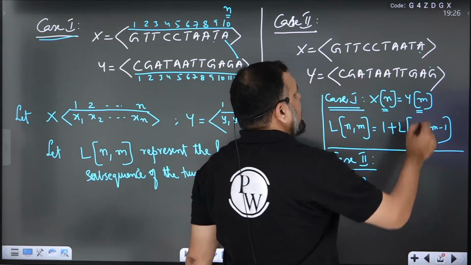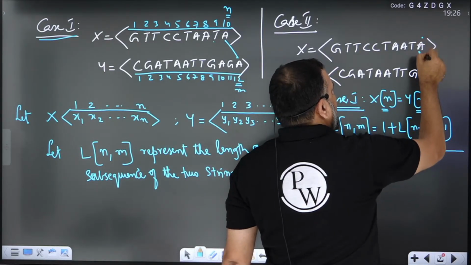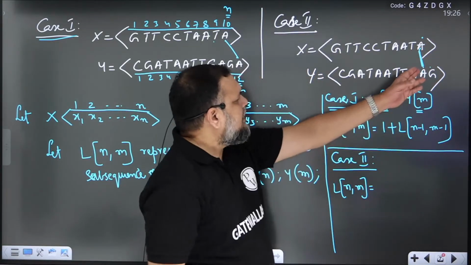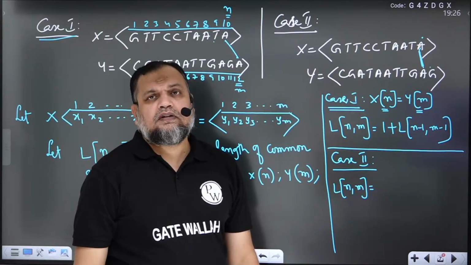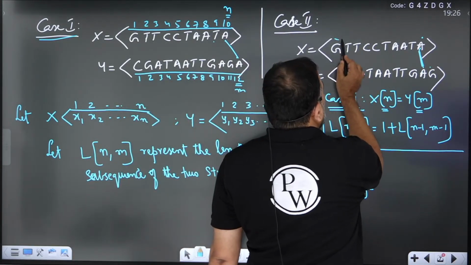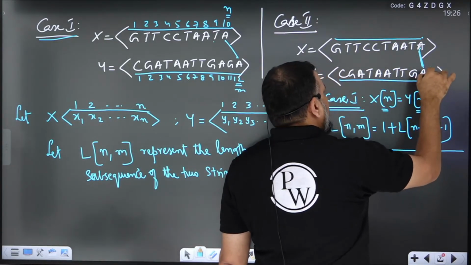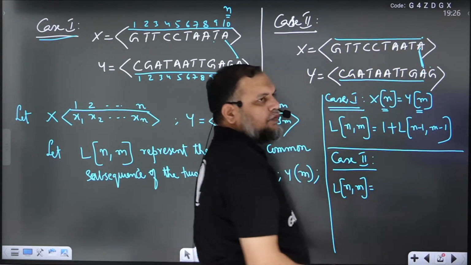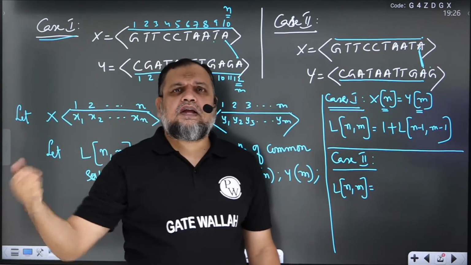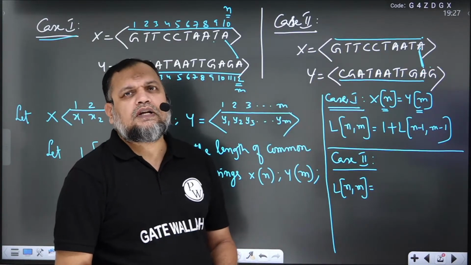In our example, if you observe, it is ending with the last character of x, because this character A is matching with the last character of x. Sometimes it may happen it will end with J and not end with A. So in that case, we compare the whole x with one character less of y, or the whole y with one character less of x. Whichever of these two gives the maximum, ending with x not with y, or ending with y not with x, that I will take as the length of the common subsequence.